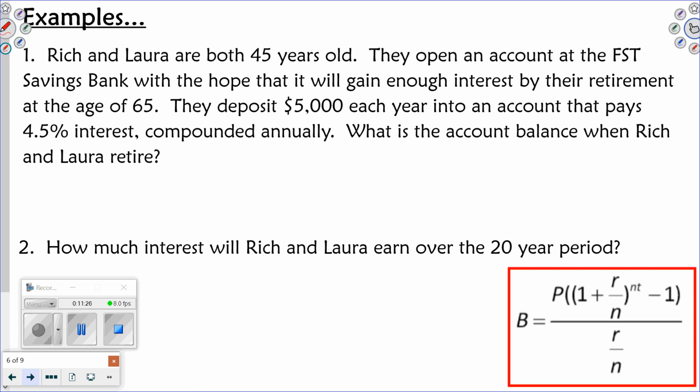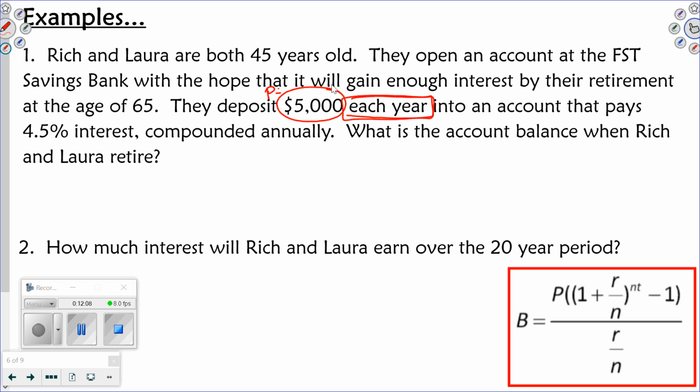All right. So Rich and Laura are both 45 years old. They open an account at the FST Savings Bank with the hope it will gain enough interest by their retirement at the age of 65. They deposit $5,000 each year. So here's where you need to read carefully. So my principal is 5,000, right? That's my P. But you have to recognize they are putting it in each year. So are they putting it in a single amount of times or a periodic number of times? Periodic. They are constantly putting money in. So that's how I know it's not just the regular compound, right? It's going to be the periodic deposit one.